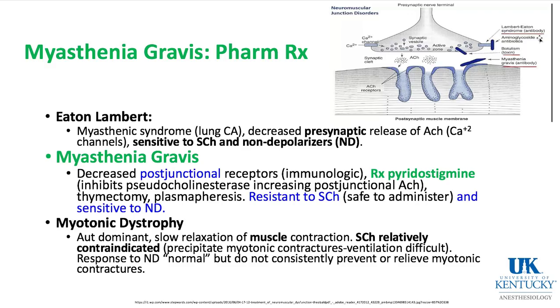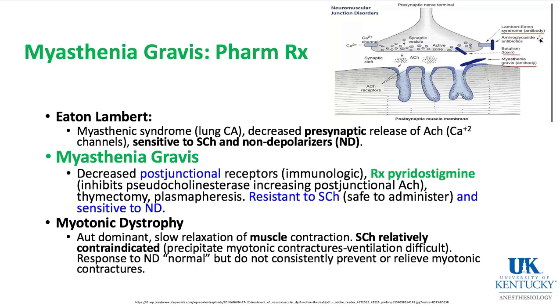There's just not a lot of those postjunctional membranes present for succinylcholine to bind to open, to cause fasciculations, followed by muscle paralysis. But they tend to be very sensitive to rocuronium and vecuronium because there's not many postjunctional membranes that rocuronium and vecuronium have to compete with to cause neuromuscular blockade.